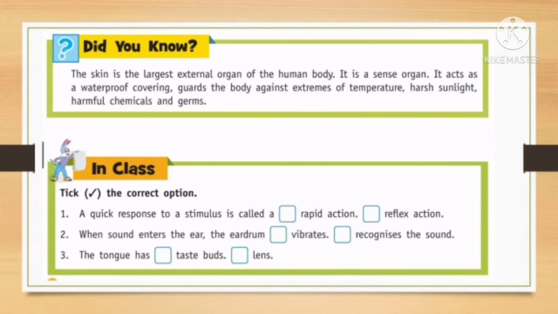Now, let's do this one. This was the homework for you. So today we are going to do it here in the class. My dear students, the first one: a quick response to a stimulus is called a. Options are rapid action and reflex action, and the correct one is reflex action. A quick response to a stimulus is called a reflex action.